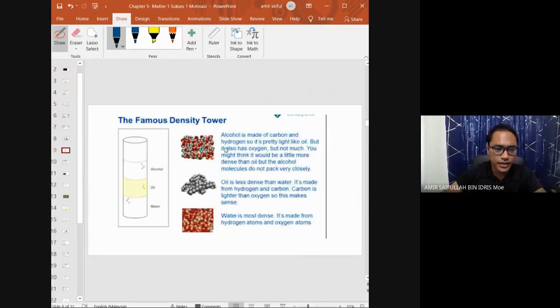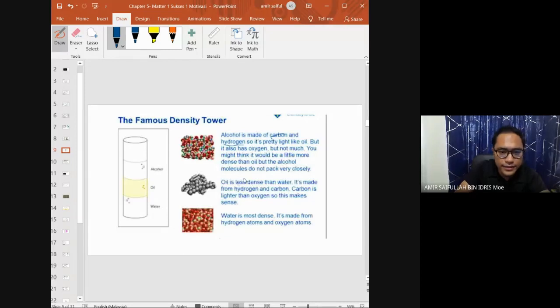So this is the famous density tower, another density tower. We can see alcohol is on top. Alcohol is like beer, like Carlsberg. The sanitizer also is alcohol. So when you mix sanitizer with water, you will see sanitizer will float on top, because sanitizer is alcohol. Alcohol is made of only carbon and hydrogen. Hydrogen is very light. So that's why it floats on top.